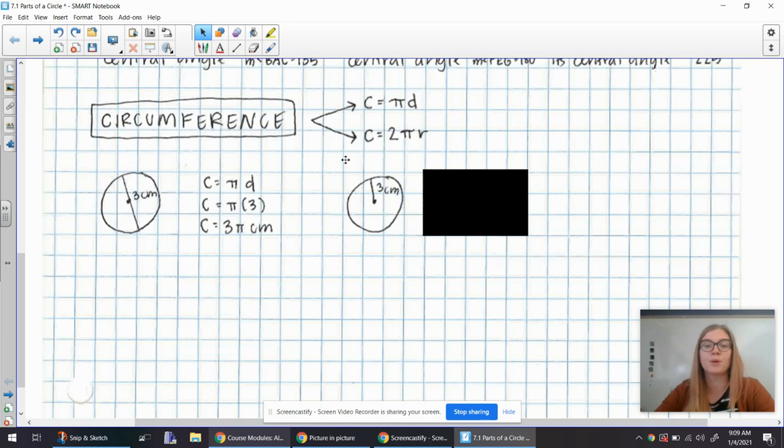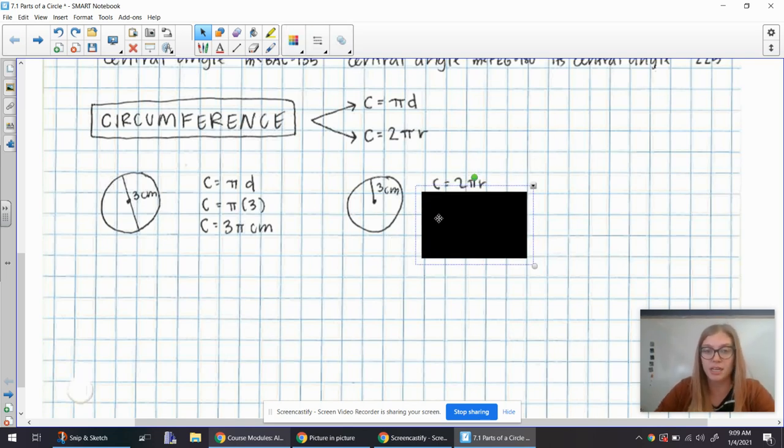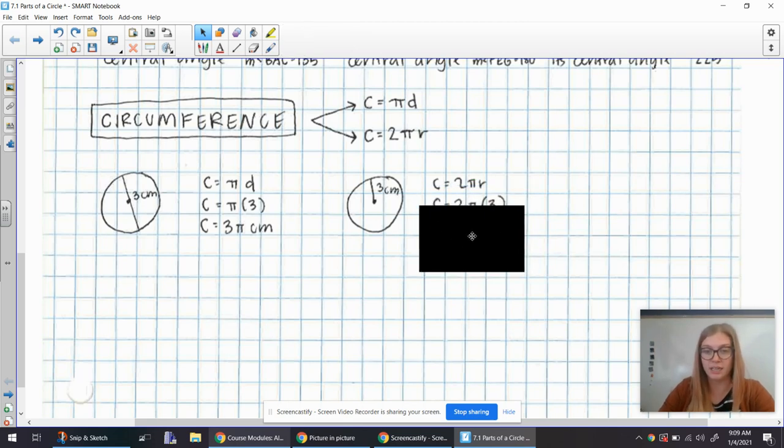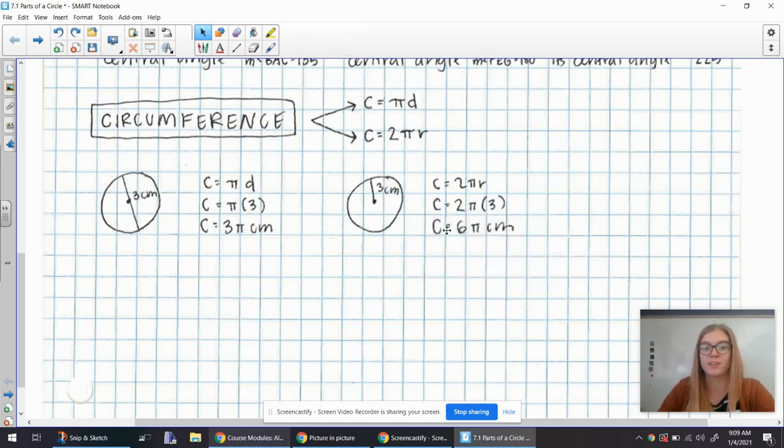In this next example, we're given a radius that's 3 centimeters. So we're going to use our radius formula. Circumference equals 2 pi r. Our radius is 3. So circumference equals 2 times pi times 3, which means our circumference is 6 pi centimeters.